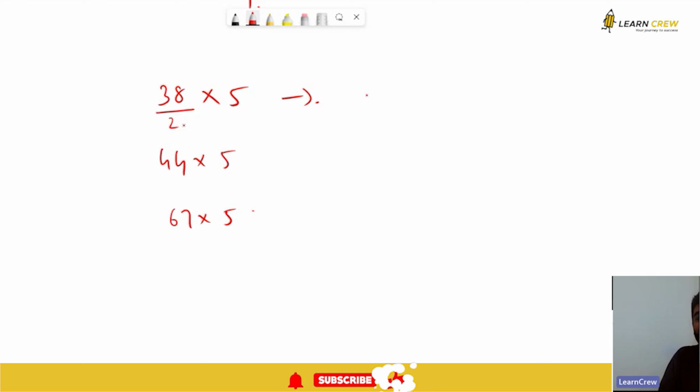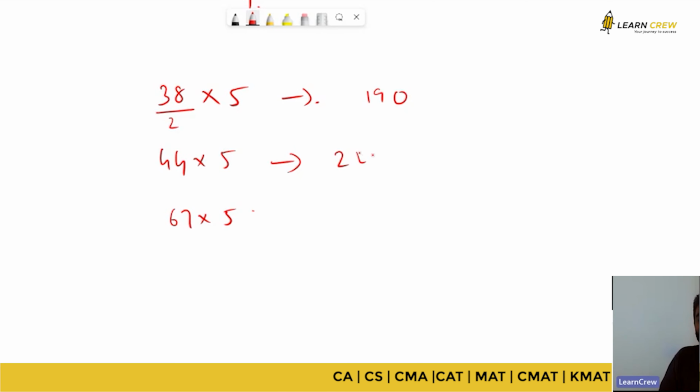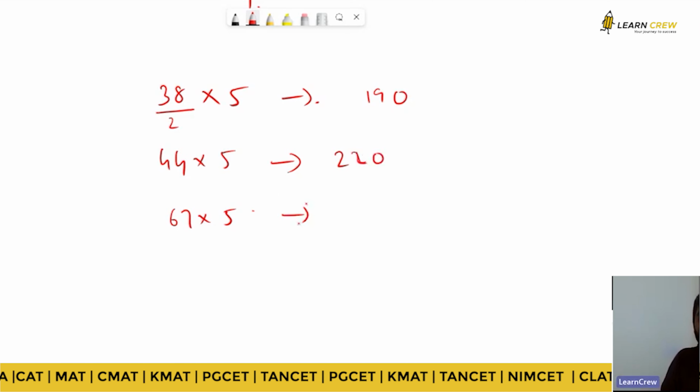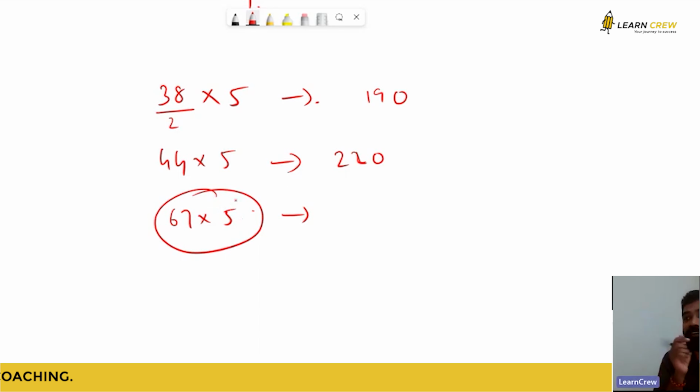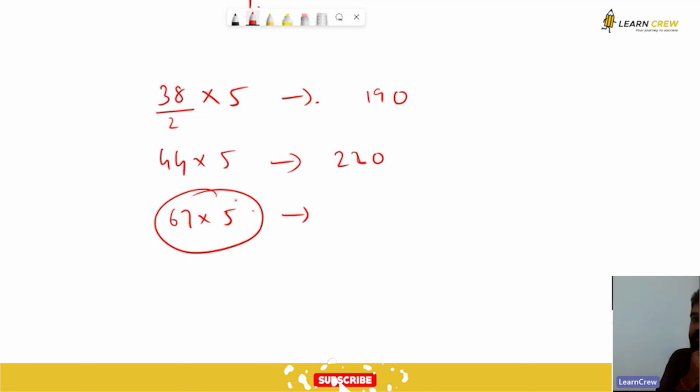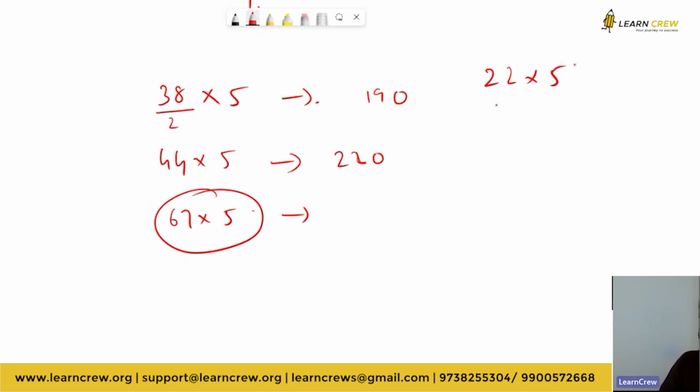Half of this number is 19, add a 0 to it. Half of this number is 22, add a 0 to it. It is only for even numbers. It cannot be for odd numbers. Even numbers, half it, add a 0 to it. For example, 22 into 5: half of 22 is 11, add a 0 to it.